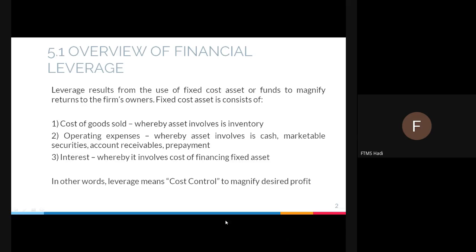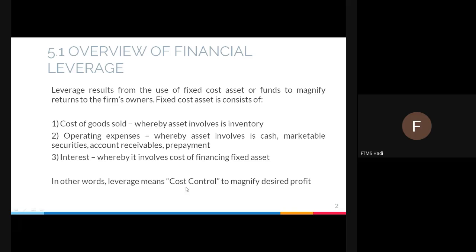And how do they maximize the return and minimize the cost? By controlling three types of cost. The first is cost of goods sold, which is cost related to purchasing raw materials and updating their inventories. The second is operating expenses, which are internal expenses inside the company, for example salary, utilities, account receivables, prepayments, and so on. And the last one is interest, whereby companies sometimes need to pay banks or finance companies because they are taking borrowings or financing from them.